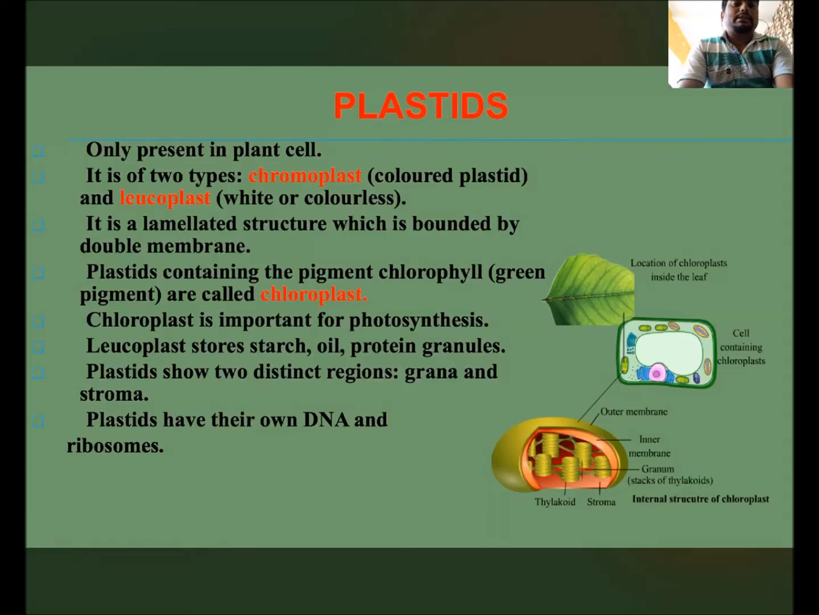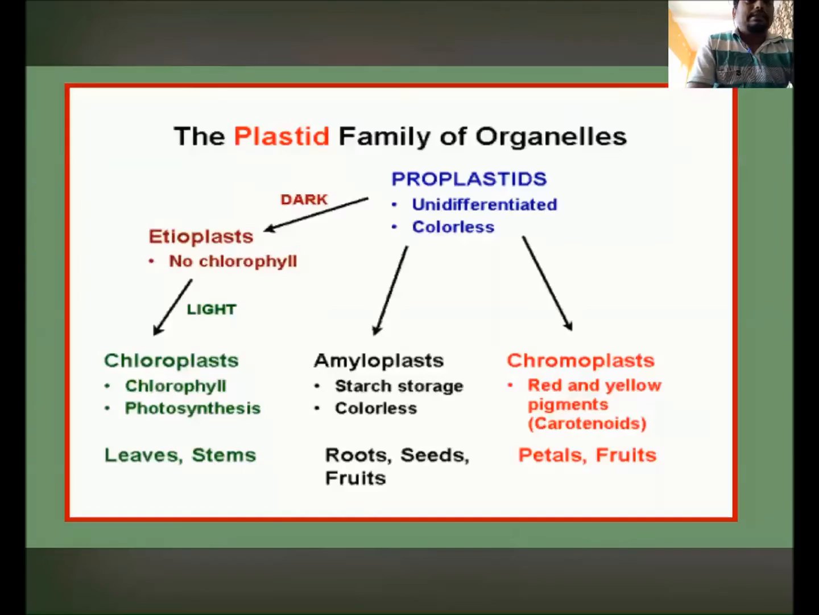So here the important part is this: chloroplast contains chlorophyll, a green pigment. Leucoplast stores food reserve materials, and plastids have two parts, grana and stroma. Grana is a stack of thylakoids and stroma is the matrix, the fluid part of the chloroplast or plastid.